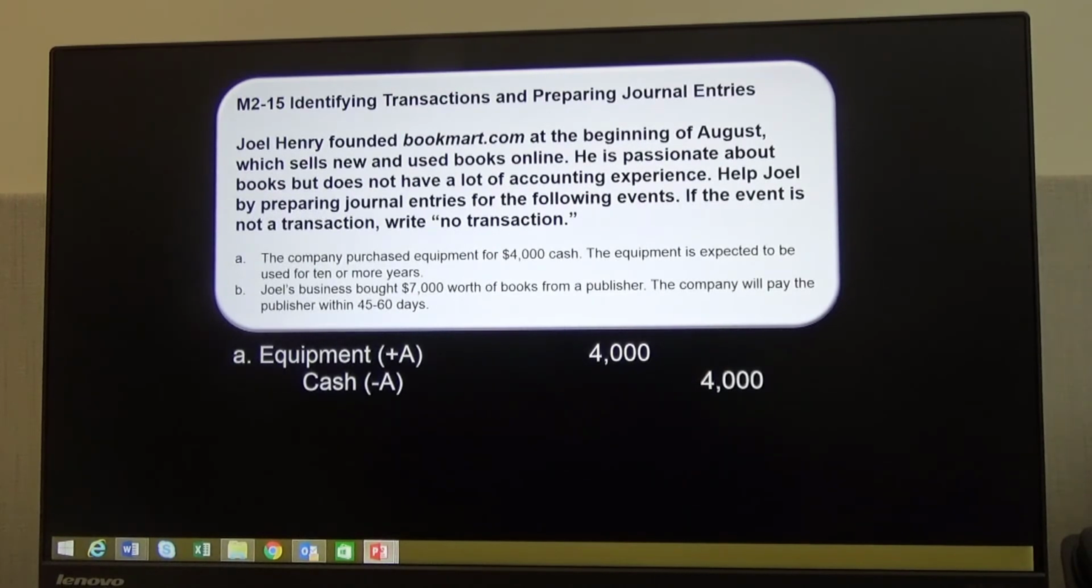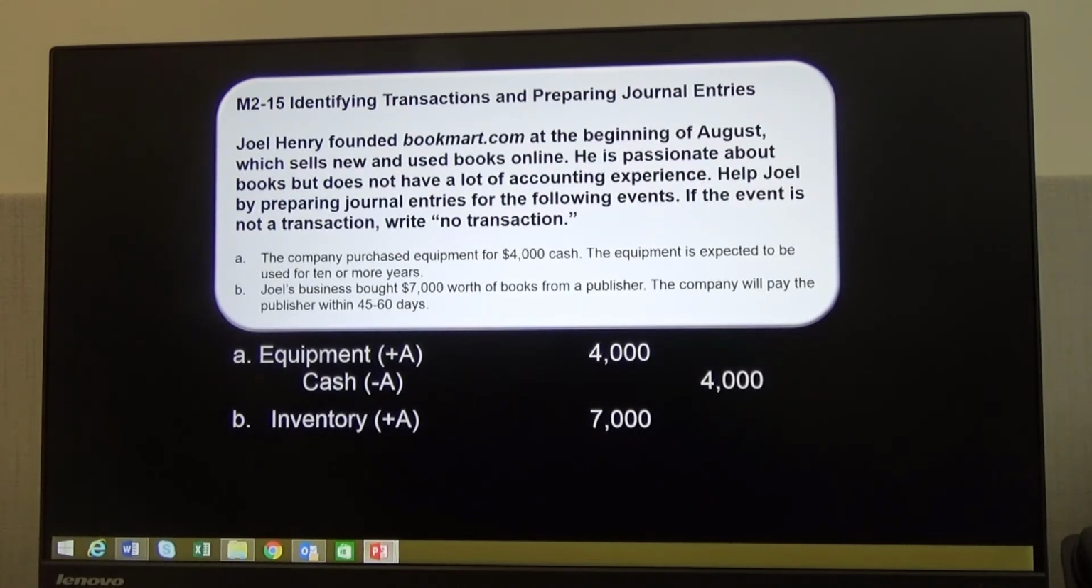Letter B then says that we bought $7,000 worth of books from a publisher and we'll pay for those within 45 to 60 days. So basically we're buying something on account. And so we're going to first debit the inventory, and we know it's inventory because it's a bookstore, right? If they'd been something else, we would have had to say, okay, are those supplies? What are those books to this company? But in this case, we know that it is inventory.